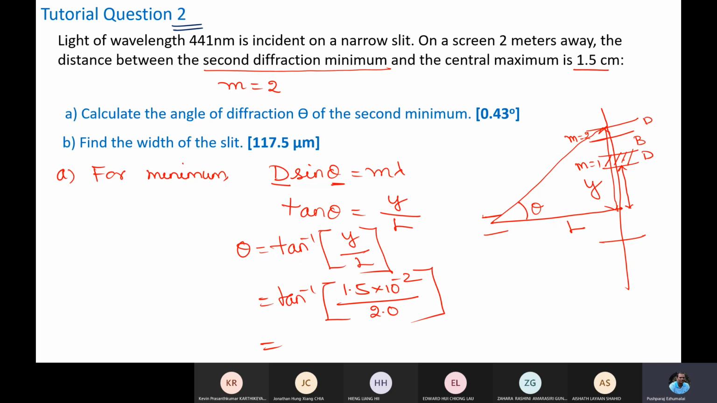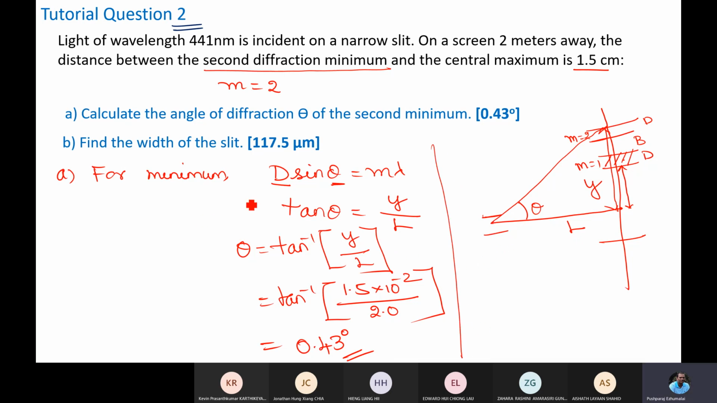So what is that angle? Tan theta divided by 2. I am getting 0.43 degree. I am getting this angle, 0.43. Okay, now this is part A.